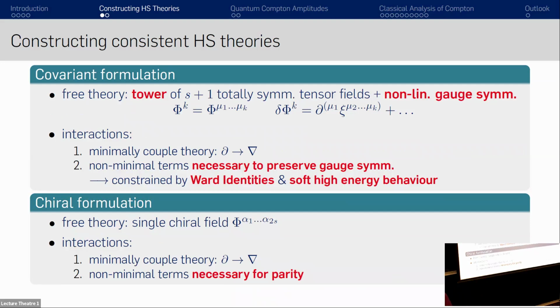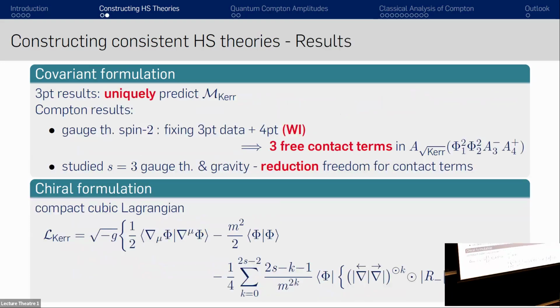And okay, if you want an interacting theory, you're going to minimally couple it. But now you add non-minimal terms because you want to have a parity invariant theory, which you don't get for free out of the box because you chose to encode everything in terms of a chiral field. And okay, what's the benefit of this? It's actually very compact. And now on the next slide, I'll show that we're able to write the cubic Lagrangian very compactly for it. This is like a general spin particle, right? Interacting particle.